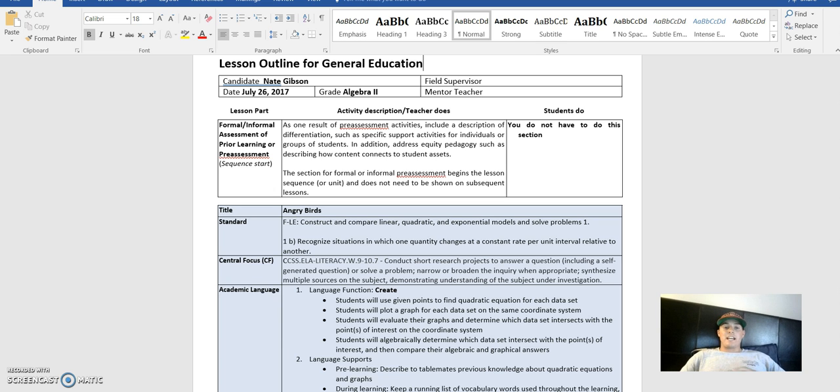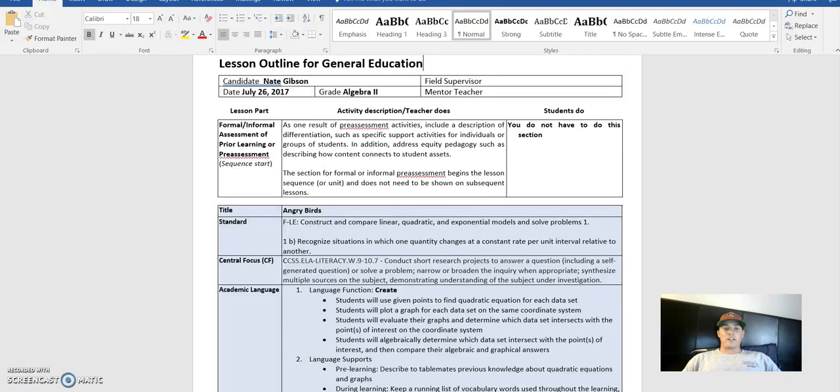The standard that this applies to is construct and compare linear, quadratic, and exponential models and solve problems. The substandard is recognize situations in which one quantity changes at a constant rate per unit interval relative to another. Again, we're going to be dealing with mostly quadratics, and to model that, we're going to be talking about Angry Birds, which fly in a quadratic pattern.